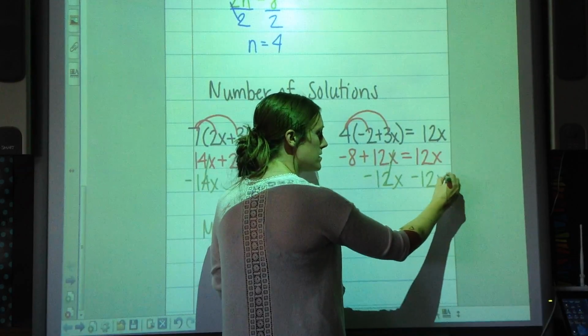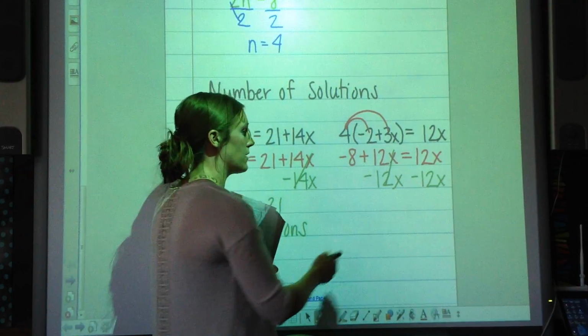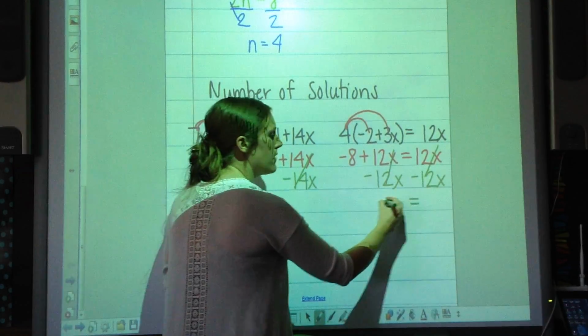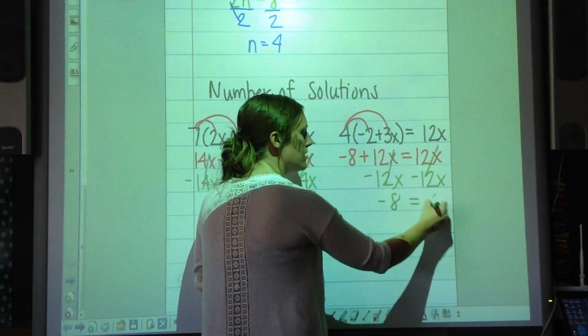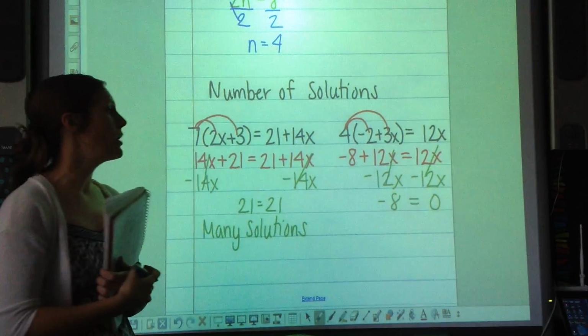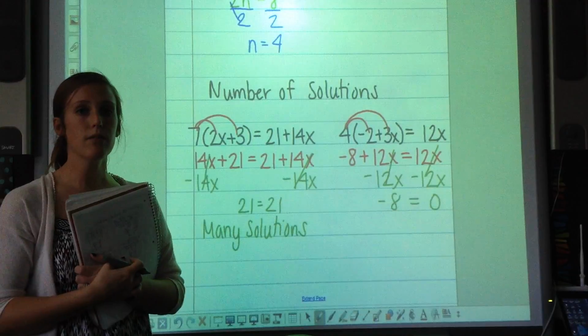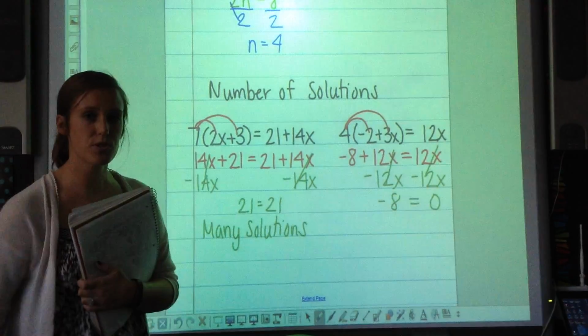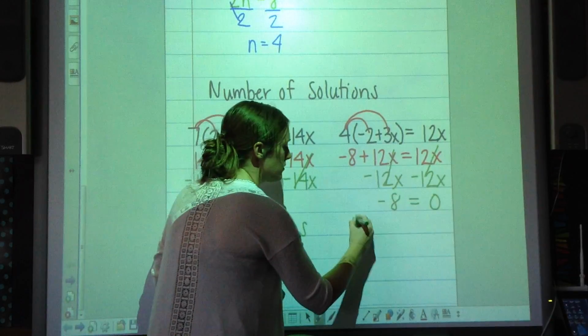And what do you notice? Those terms cancel out. So think about what I have on each side of the equal sign. On the left side, I have a negative 8. On the right side, there's nothing. When your variables cancel out and you get a false statement, negative 8 does not equal 0, there are no solutions to this equation.